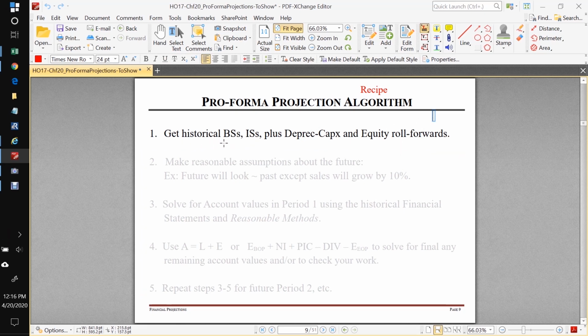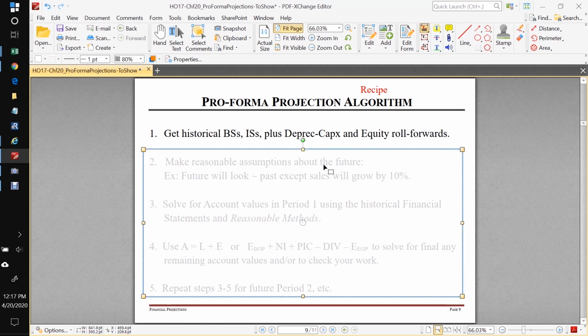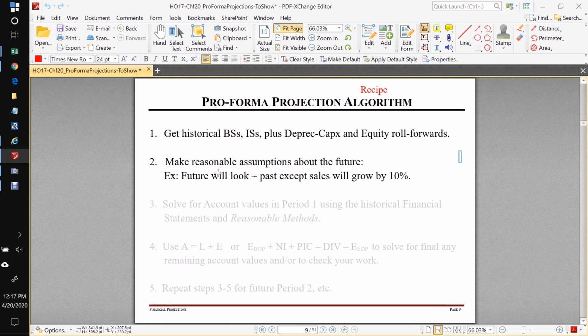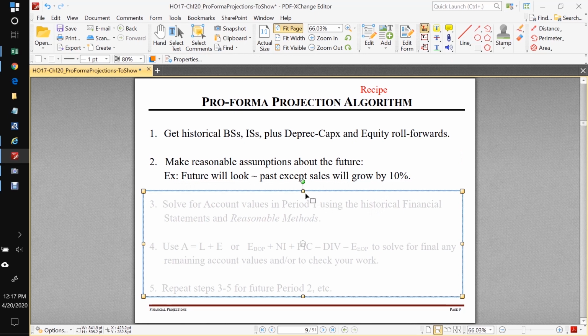So we're going to need some historical balance sheets, income statements, and we're going to need depreciation, capex, and equity roll forward equations. I'll remind you of those. Those are something I'm sure you learned in financial accounting and might need a little reminder. And then next we'll make reasonable assumptions about the future. So something like the future will look like the past, except that we think we can grow sales by 10% instead of 8% or something like that.